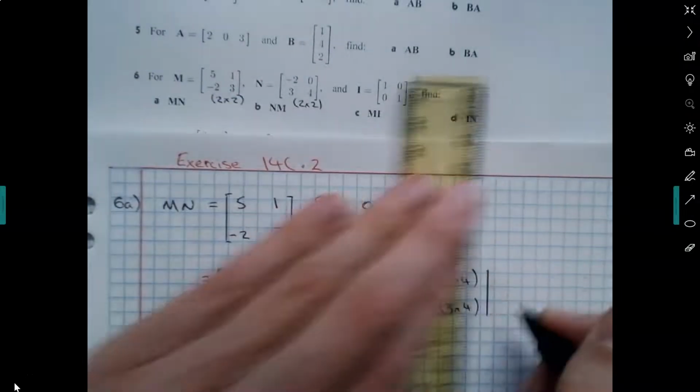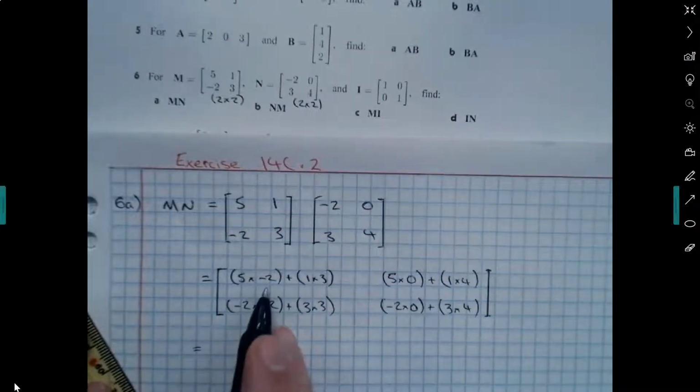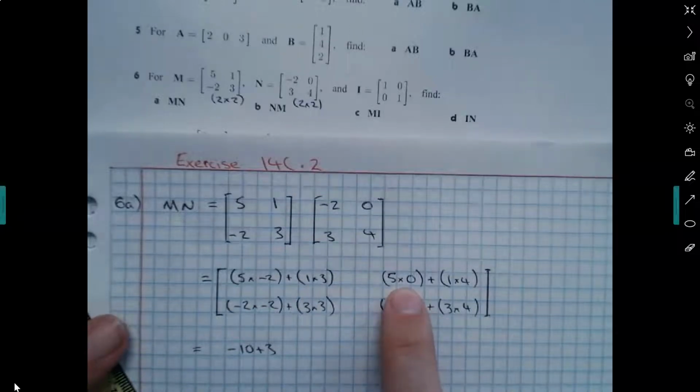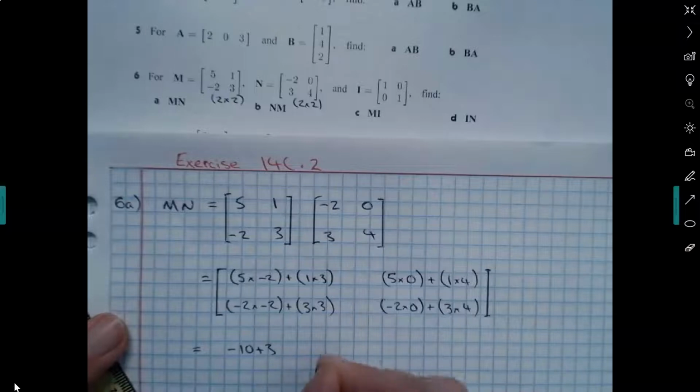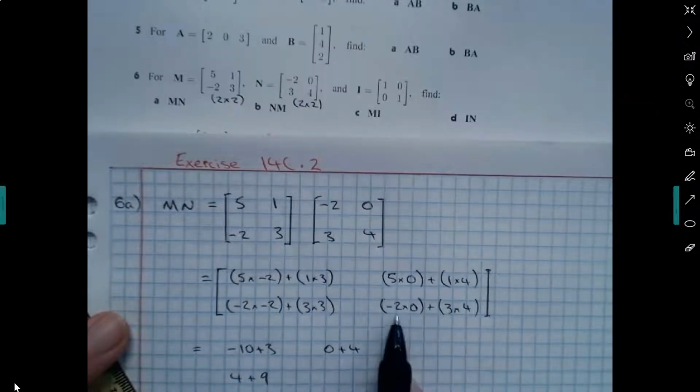And then it's just a matter of simplifying that matrix. So 5 times negative 2 is negative 10 plus 3, because 1 times 3 is 3. Then this one, 5 times 0 is just 0 plus 4. This one here, negative 2 times negative 2 is positive 4, plus 3 times 3 is 9. And then the last one, negative 2 times 0 is 0, plus 3 times 4 is 12.